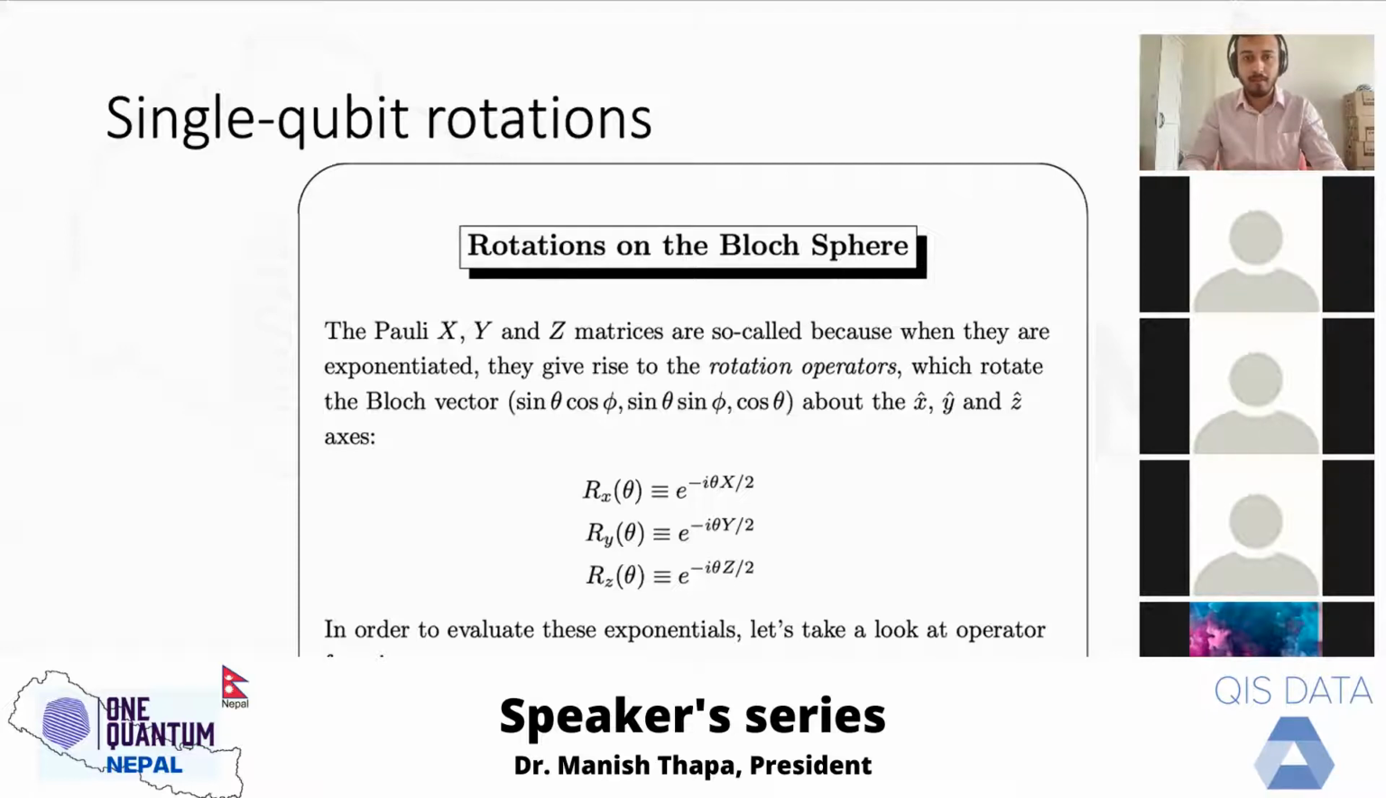and it rotates the Bloch vector about the x, y, and z axes. So the Pauli x gate rotates your Bloch vector about the x axis, the Pauli y gate rotates your vector around the y axis, and the Pauli z gate rotates your Bloch vector around the z axis. So that's z, there is x, and there is y right here. So you rotate the vector around those axes.